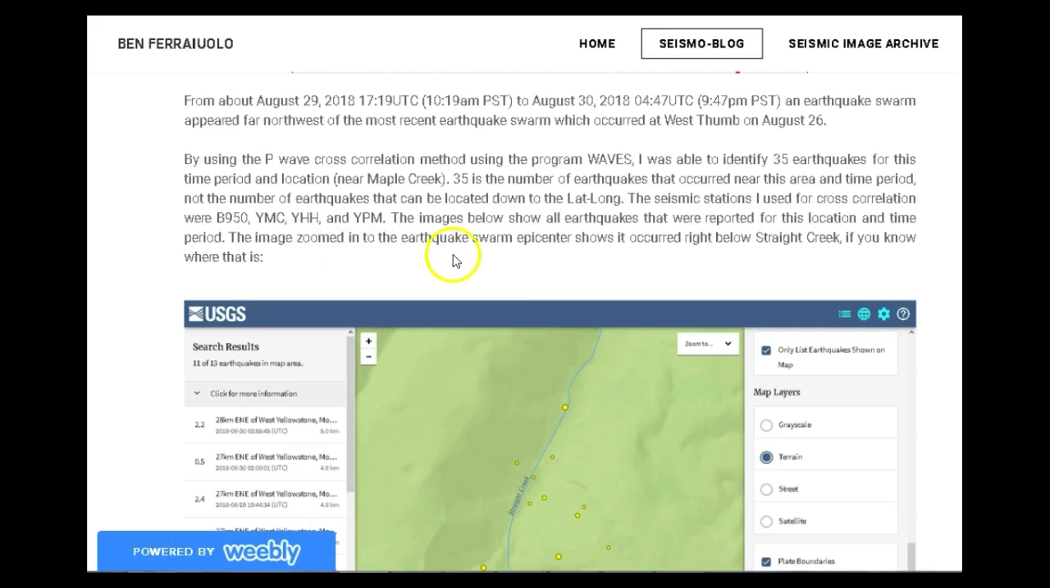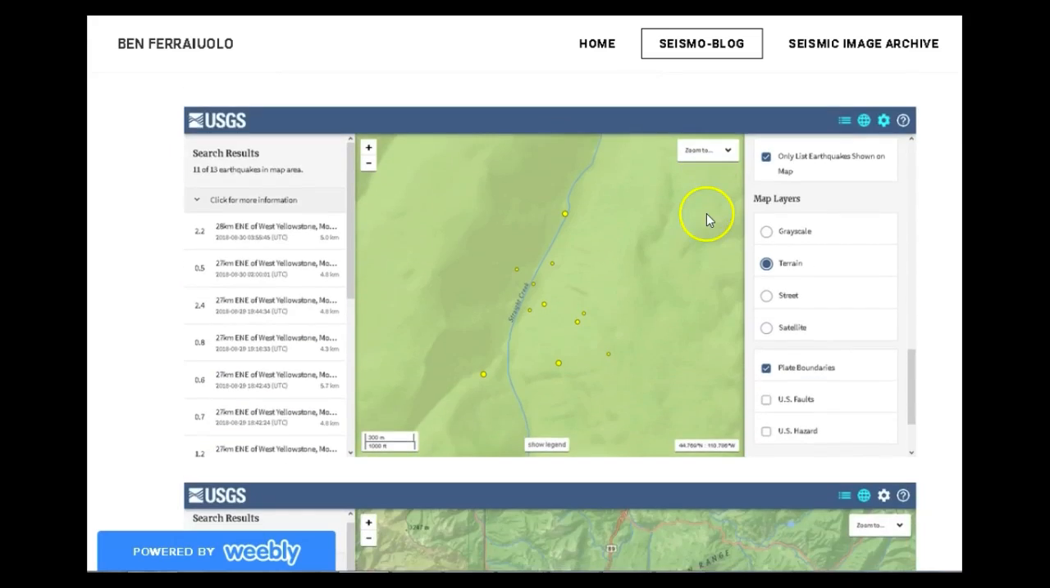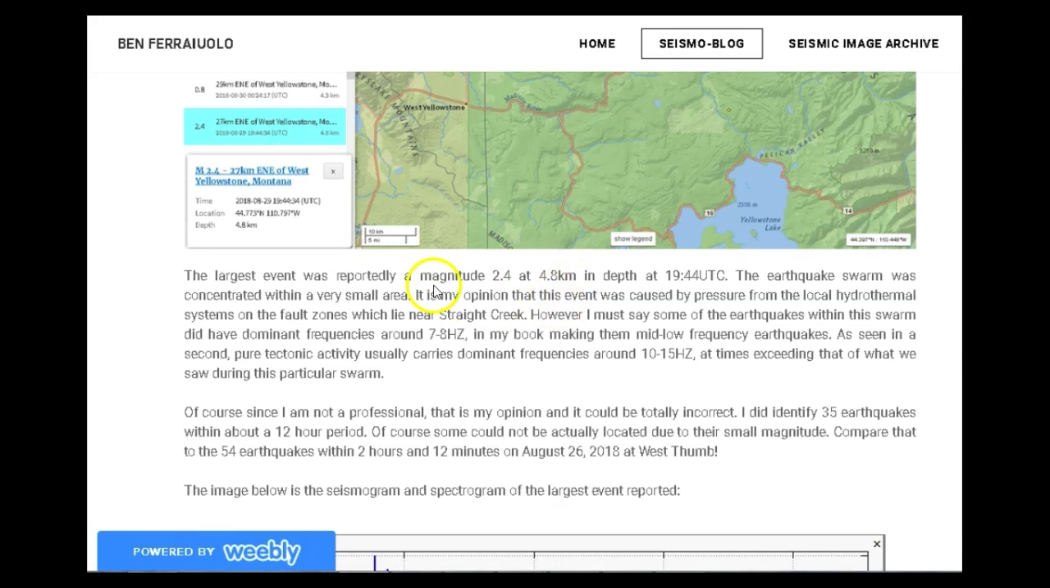The images below show all earthquakes that were reported for this location and time period. The image zoomed into the earthquake swarm epicenter shows it occurred right below Straight Creek, if you know where that is. The largest event was reportedly a magnitude 2.4 at 4.8 kilometers in depth at 1944 UTC. The earthquake swarm was concentrated within a very small area. It is my opinion that this event was caused by pressure from the local hydrothermal systems on the fault zones which lie near Straight Creek.